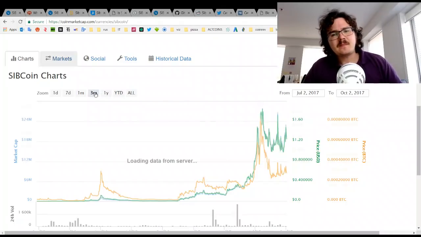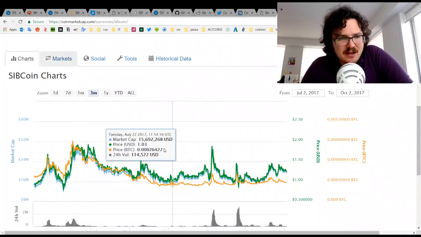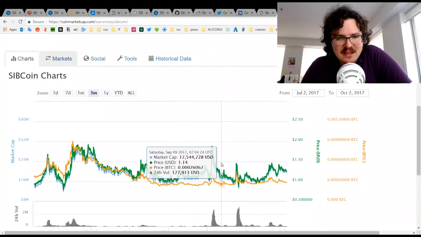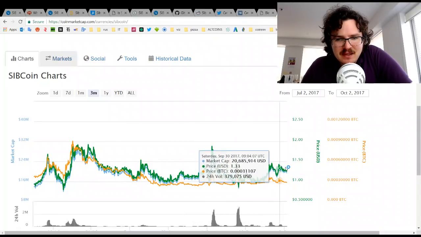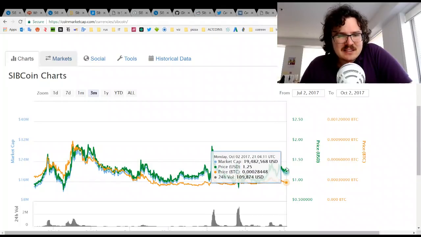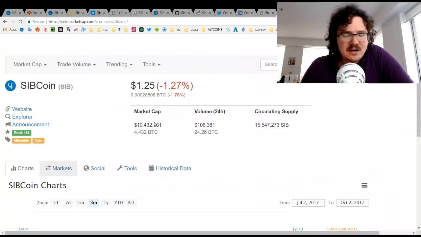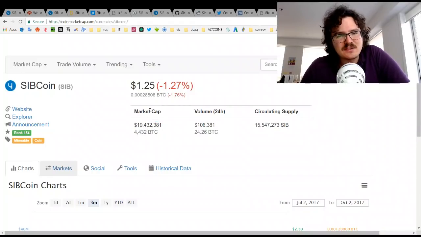So if we look at a bit more of a close-up here, we've seen relative stability in Sibcoin. We've seen a few little spikes, but in general, it's remaining fairly consistent across the board, which, I know for anyone looking for that breakout, I'm going to make $1 million off this coin thing, isn't necessarily awesome, but nevertheless, it's fairly stable at the moment.